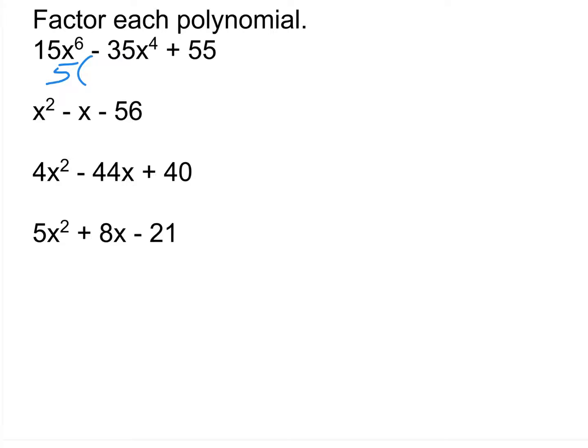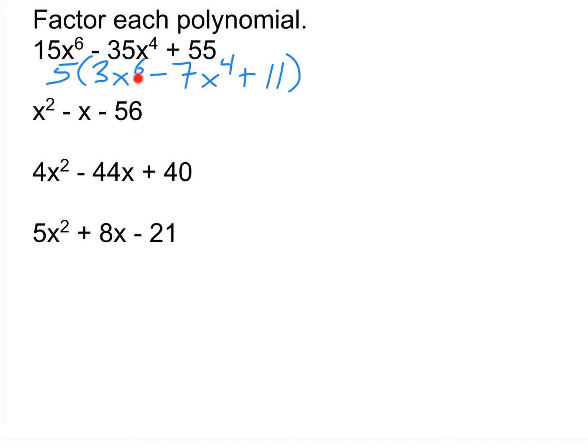So 15 divided by 5 is 3, so that's going to become 3x to the 6. Minus is still there. 35 divided by 5 is 7, so that's 7x to the 4th. Plus is still there, and then 55 divided by 5 is 11. And then I can go ahead and double check here, look inside the parentheses. There's nothing else I can factor out of all three terms.